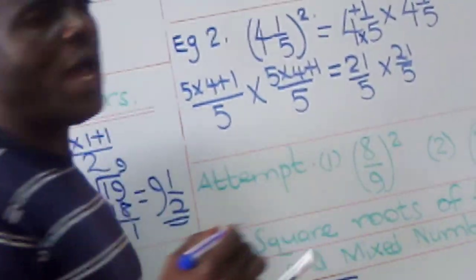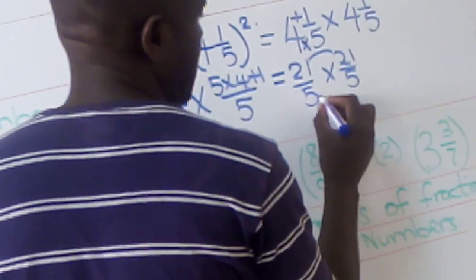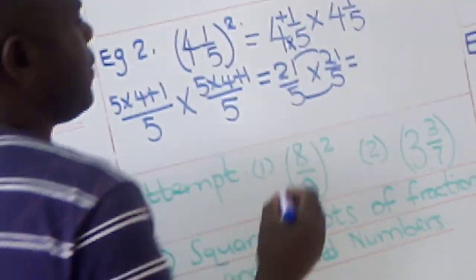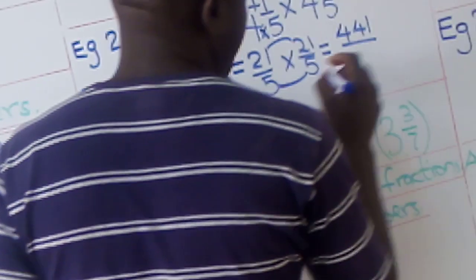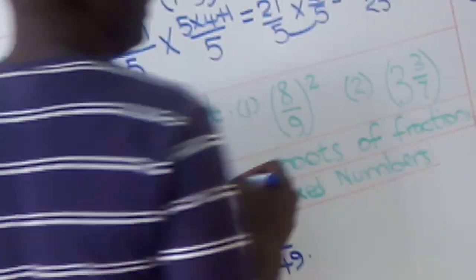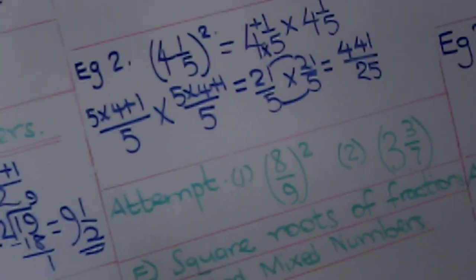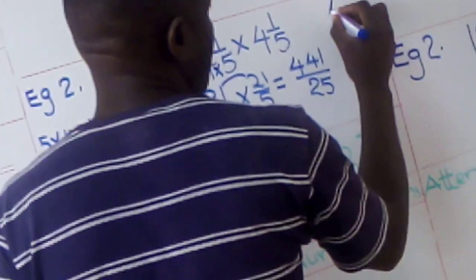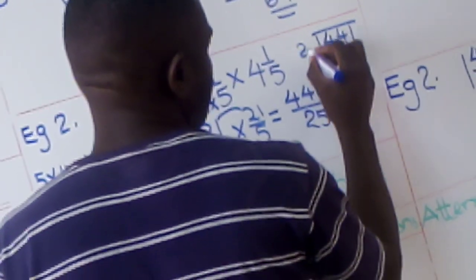What is 21 multiplied by 21? Because we are multiplying that way and that way. That is going to be 441 over 5 times 5, which is 25. Boys and girls, that is an improper fraction. We cannot leave it that way. And so we divide. So it's 441 divided by 25.